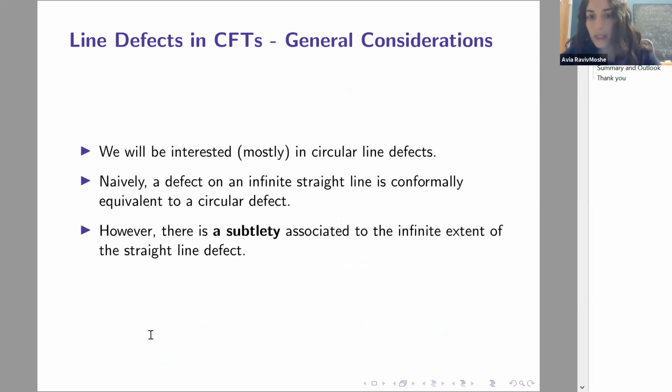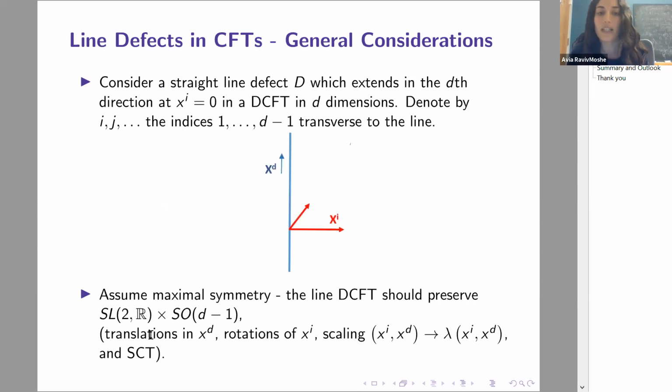So in this talk, we will be interested mostly in circular line defects, circular line defects that are put inside a bulk that is just d-dimensional flat space. Now, naively, one can say that a defect on an infinite straight line is conformally equivalent to a circular defect. However, there is a subtlety that is associated with the infinite extent of the straight line. So let me explain what this subtlety is. We can consider a straight line defect, and we define it to be extended in the x_D direction. The other directions, x_i, are the directions that are normal to the defect. i and j run from 1 to D-1. They go transverse to the line.